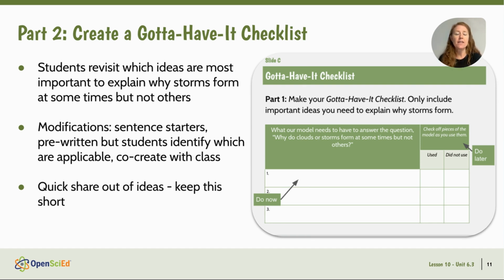This is a chance for us to think through what we figured out so far that might help us answer this question. I like to co-create this with my class as a whole class activity so that we're starting from a shared list. Other modifications you might consider are giving students sentence starters to help them, or even giving them a list of the key ideas we've figured out and having them highlight or identify which ones are most helpful to answer this question. We don't want to spend tons of time sharing and debating our ideas at this point because we're going to be revisiting this.